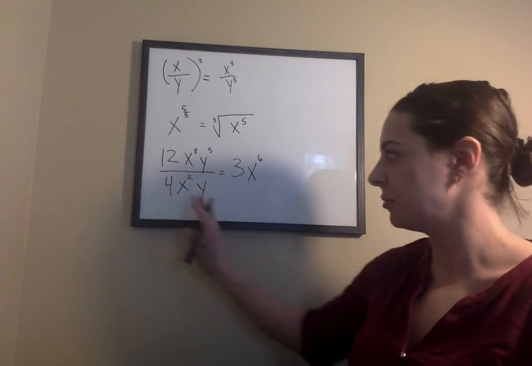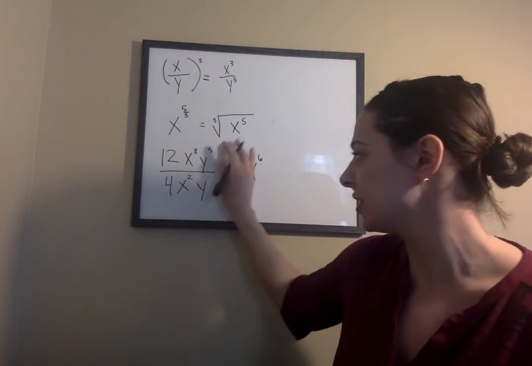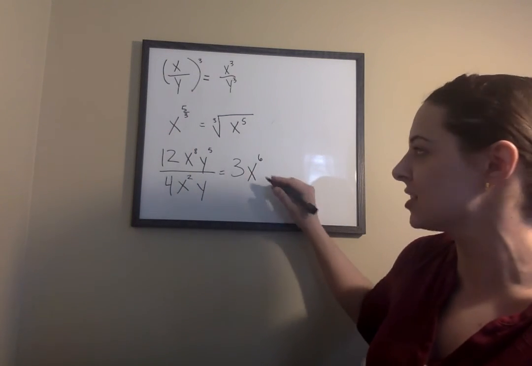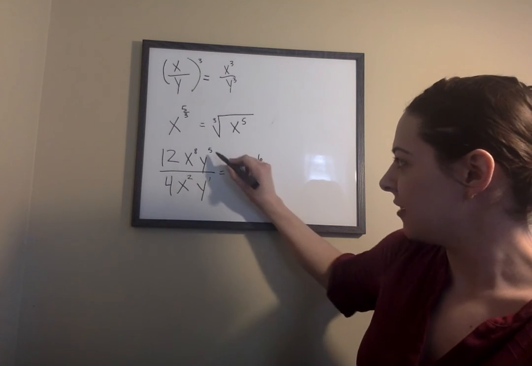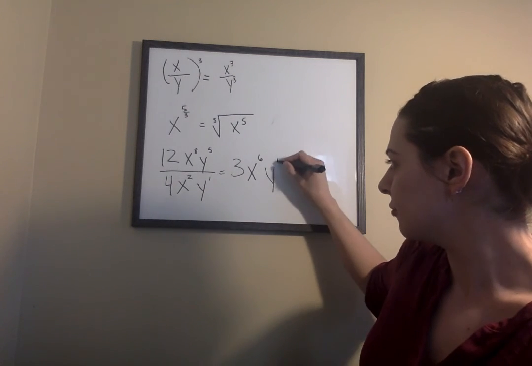Okay, I'm going to do the same thing with the y's. I'll ignore everything else. Y to the 5th over y. That's the same thing as y to the 5th divided by y to the 1st. And 5 minus 1 gives me y to the 4th.